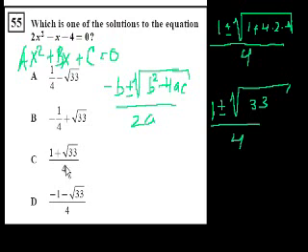See, we're not quite there yet. Well, they say which is one of the solutions to the equation. So let's see. If we wanted to simplify this out a little, oh, this was right here, right? Because we have 1 plus or minus the square root of 33 over 4. Well, they wrote just one of them. They wrote just the plus. So C is one of the solutions. The other one would have been if you had a minus sign here. Anyway, next problem.